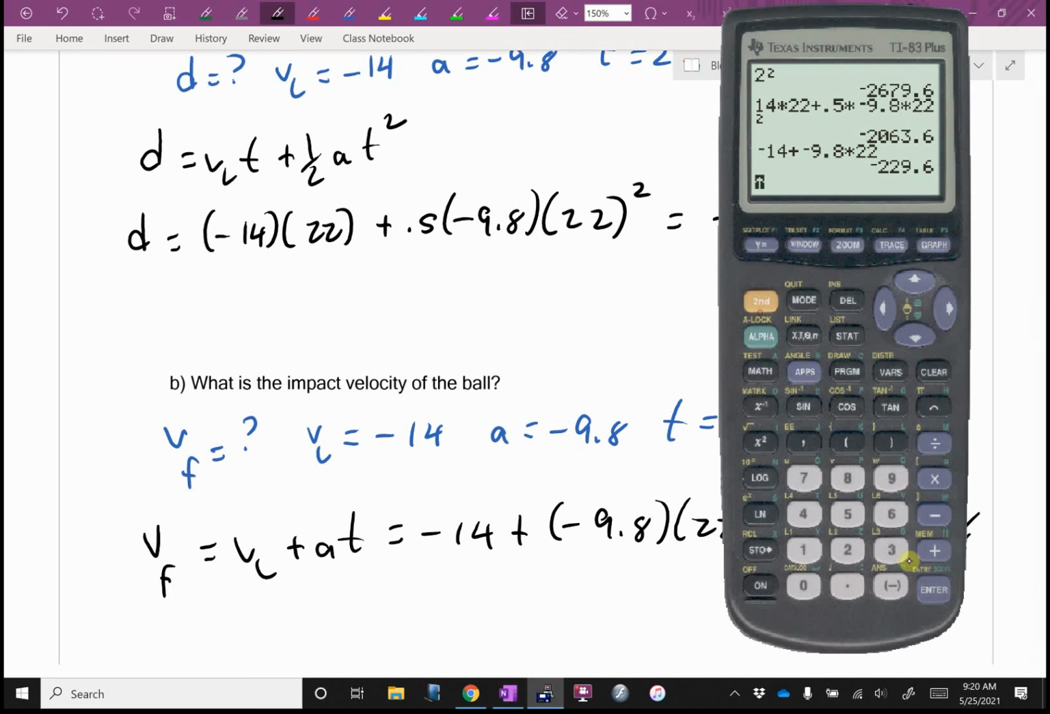If you miss the negative on the 14, you'll end up getting, oh, gosh darn it. I'm so mad at myself. I'm making these silly mistakes. 14 plus negative 9.8 times 22. You would get negative 202. I would give you 1.5.